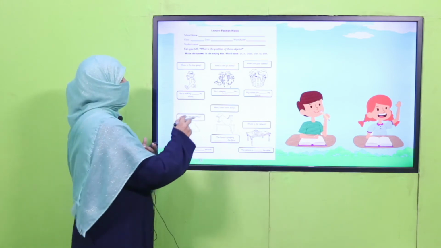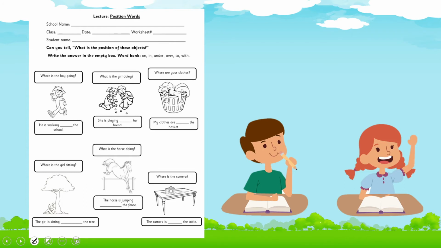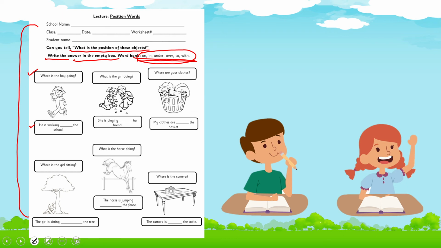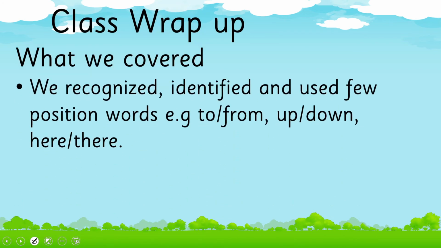And I'm giving you a worksheet. Students, what you will do, you will tell what is the position of the objects and write the answer in the empty box. This is the word bank for position words. You will read the question, write the answer by filling the blank using these position words. This is what the worksheet is all about. Also color it.